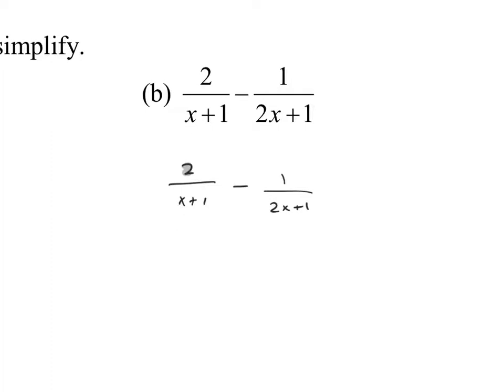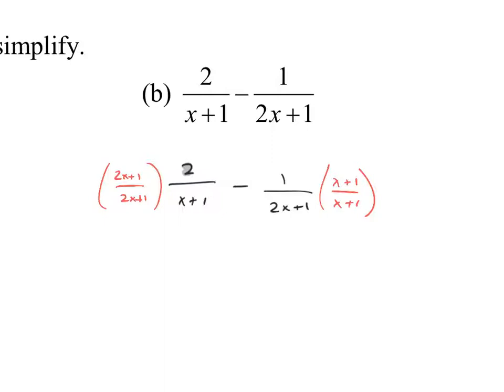I need to look at what's the first one missing. Well, the first one is missing the second one's denominator, so I want to multiply the first one by 2x plus 1 over 2x plus 1. What's the second one missing? The second one's missing the first one's denominator, which is x plus 1. So I'm going to multiply both the top and bottom by x plus 1. So it's x plus 1 over x plus 1. Again, all I'm doing is multiplying each one of these times the number 1.